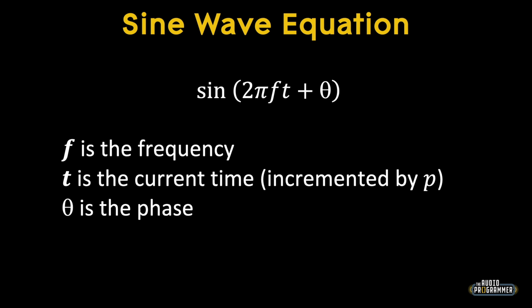And then we have this plus theta. Theta is what we call the phase. Phase actually moves the wave up or down on the y-axis, but we're not going to really worry about phase for this one. We're going to keep it really simple and just worry about sine of 2 times pi times the frequency times the current time.